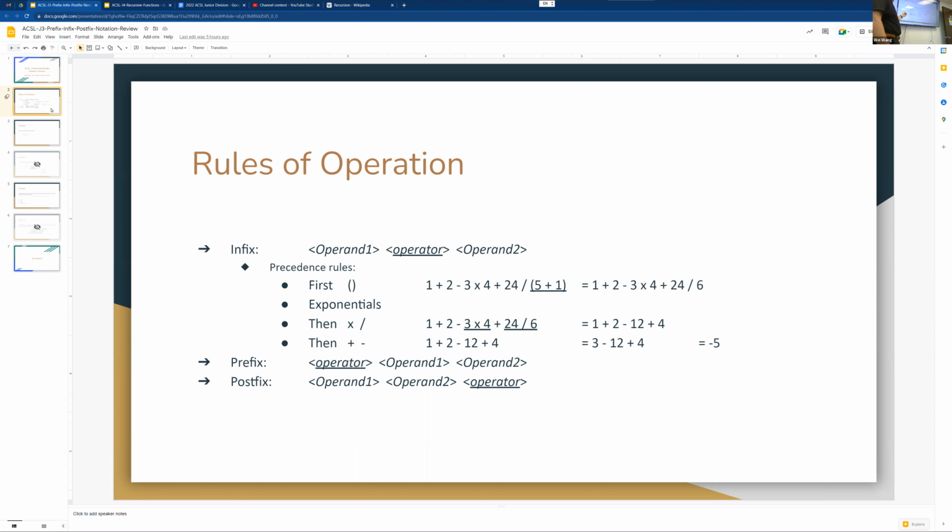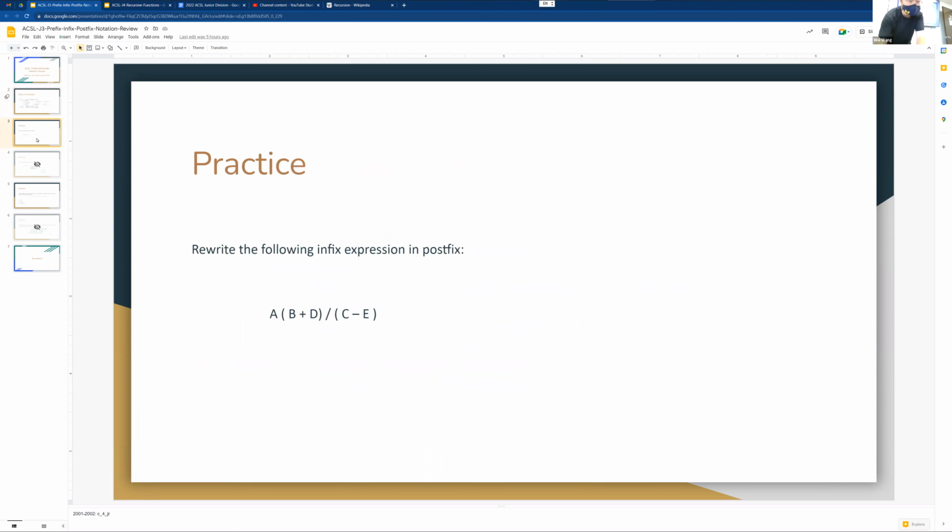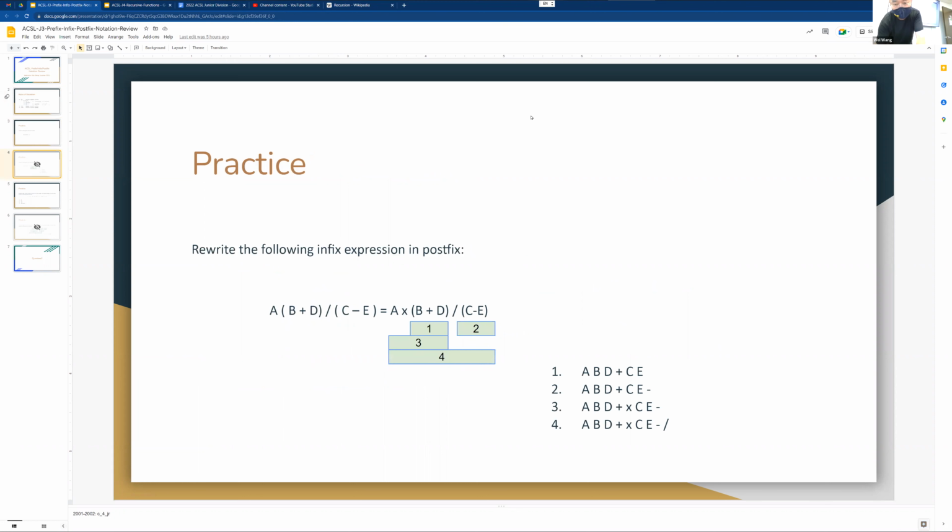With prefix and postfix expressions, you don't have any of these precedence rules, right? You just do the operator and its operands. With prefix, the operator always comes first. With postfix, the operator comes last, right? And that's what we do for the review.